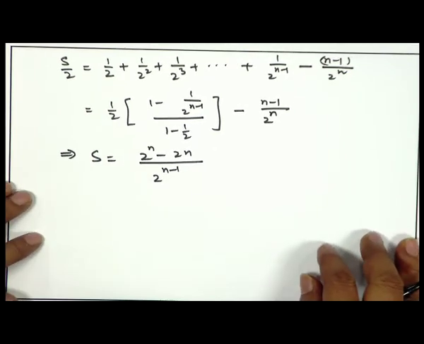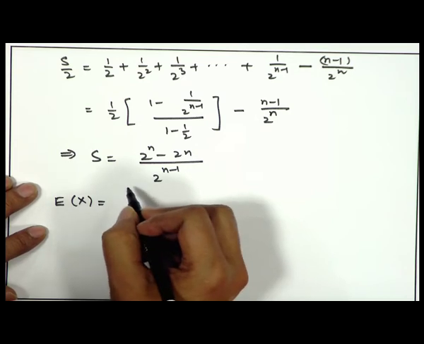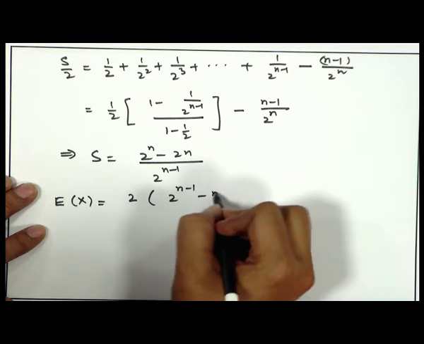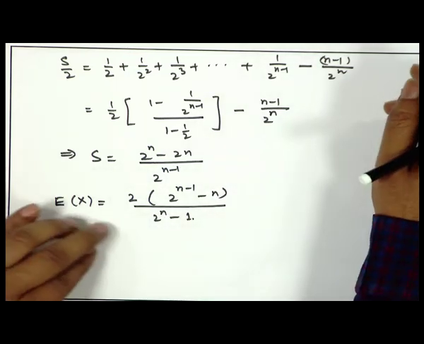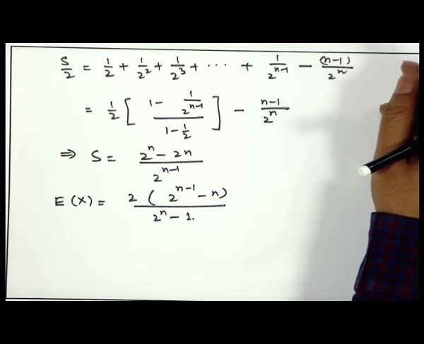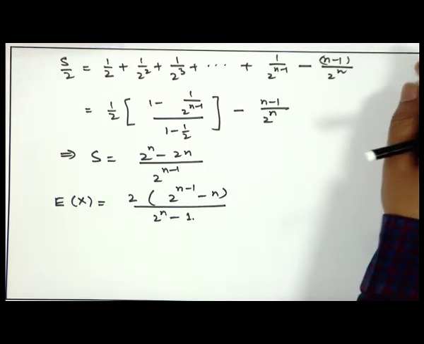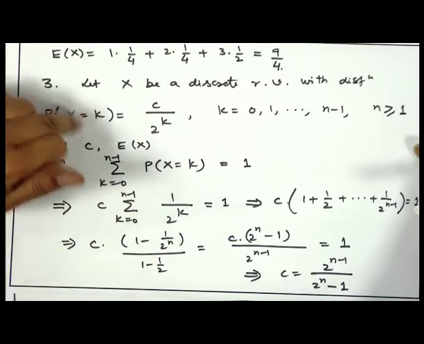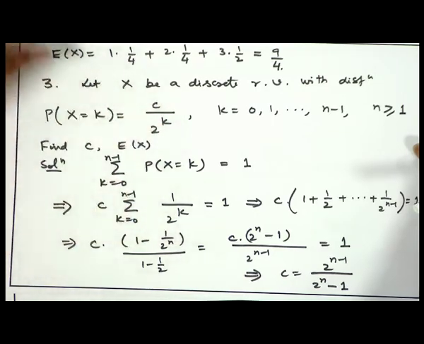And once again, expectation of x is nothing but c times this term. So, that is simplified, and expectation of x is given by this term. In this problem, I have demonstrated that there is a geometric series, as well as evaluating the constant such that the sum of all the terms is equal to 1.